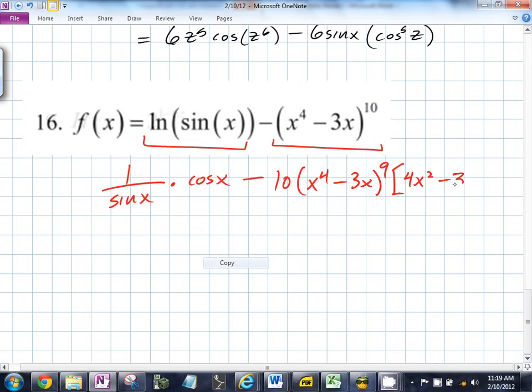And this you can clean up a little bit. Please actually clean this up. So this is going to be, what's cosine over sine? Cotangent x minus 10 times 4x squared minus 3 times, right to the 9.